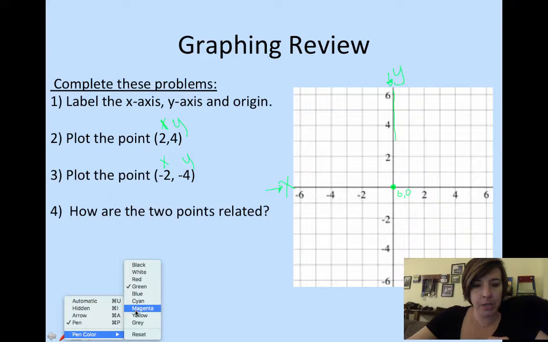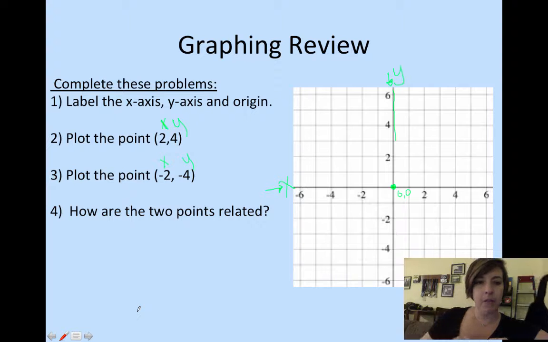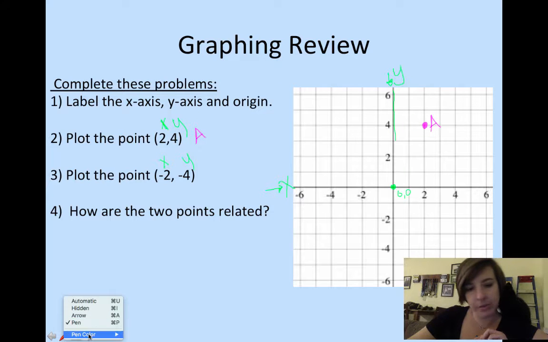All right, so I'm going to change my pen color to magenta to plot the point 2, 4. So I start at my x-axis. Since it's positive, I go right 1, 2, and I go up 1, 2, 3, 4. I'm going to plot this point here. This doesn't have a letter with it, so we're just going to call this A. Here we go. So I just plotted point A.